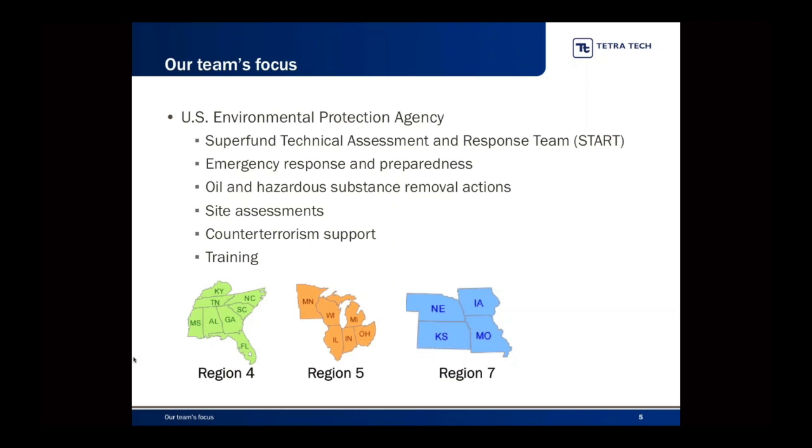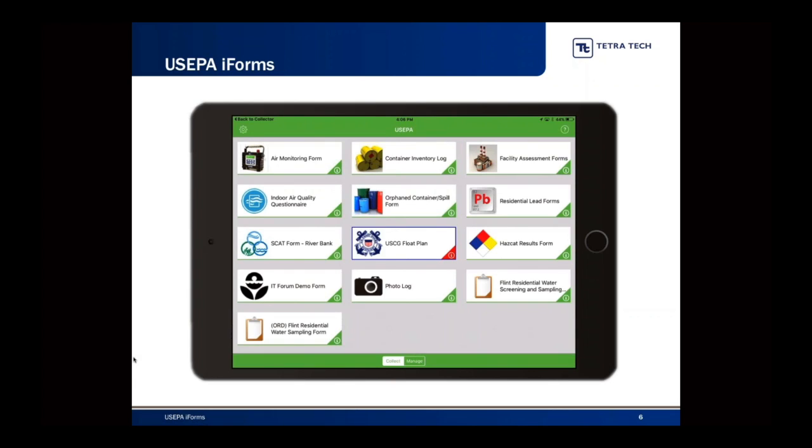So just a few of the forms that we've developed for US EPA. We've got air monitoring forms, container inventory logs, and facility assessment forms, which we used during the response to the flooding in Missouri. We were going to facilities within flood-impacted areas and verifying whether they were operational or not operational, and if they had issues or spills related to the flooding. And then we've got various forms related to environmental site assessment and emergency response work.